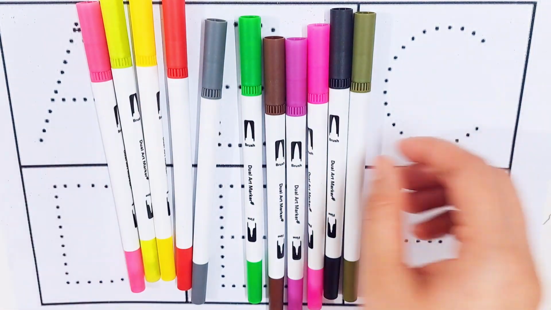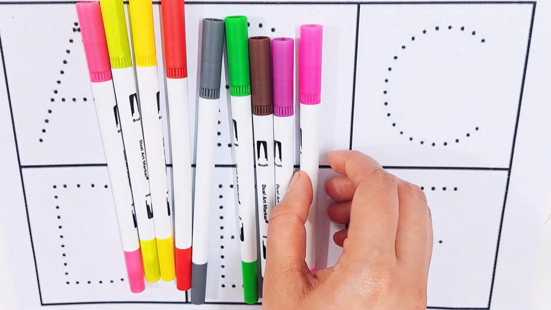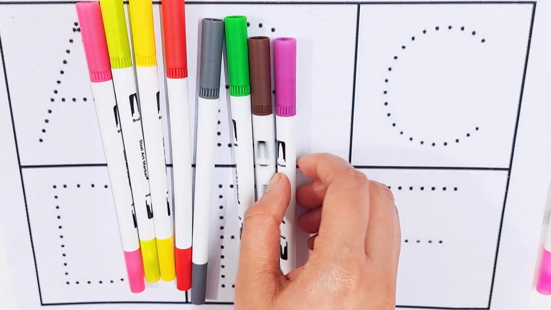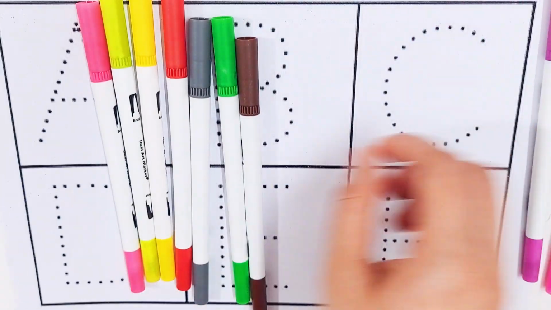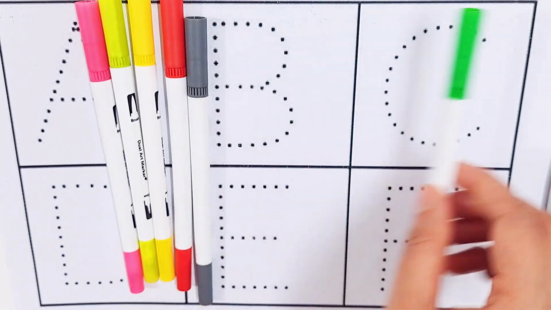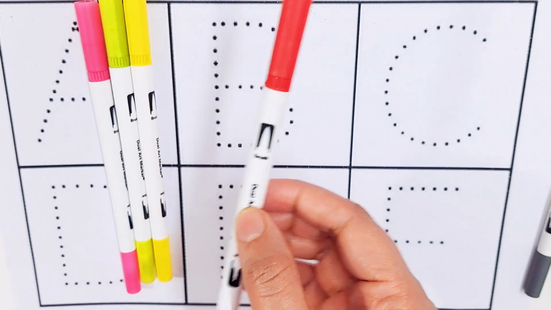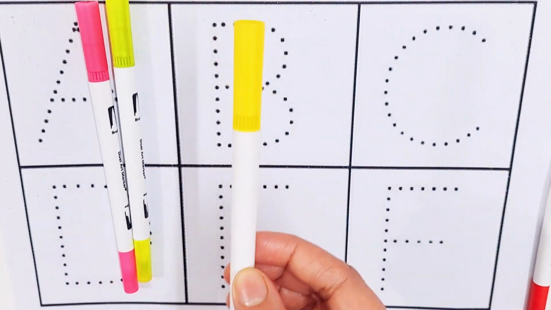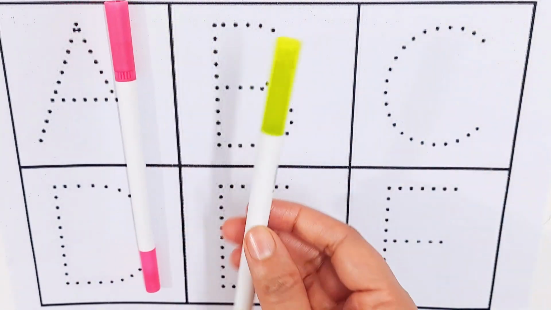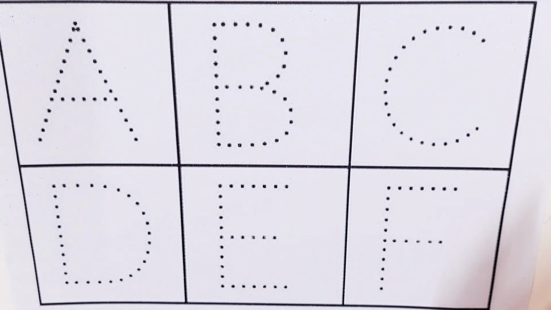Dark blue color, olive color, black color, purple color, violet color, brown color, light green color, gray color, red color, yellow color, lime color, pink color.